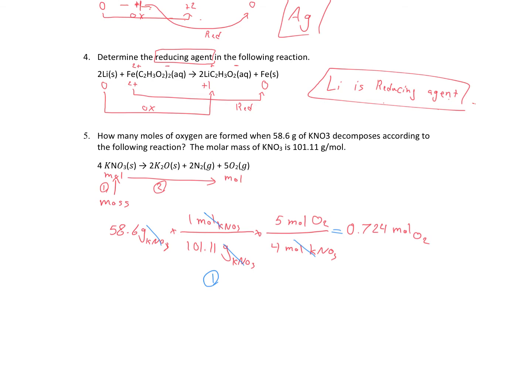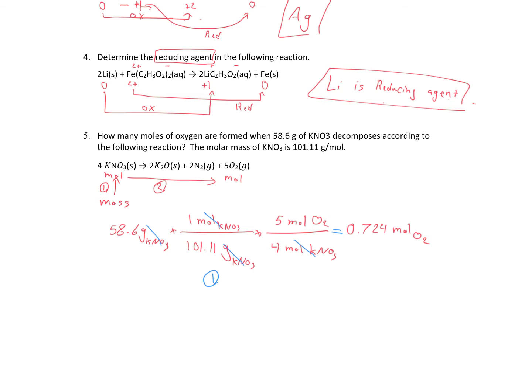So we use dimensional analysis. We start with the given information, which is the mass of KNO3, and the first step is using the molar mass to go to the mole. Molar mass is the amount of mass in 1 mole. So I want to get rid of the mass, the gram of KNO3. I put the gram on the denominator, and the numerator is mole of KNO3. So 101.11 gram of potassium nitrate is 1 mole of potassium nitrate.